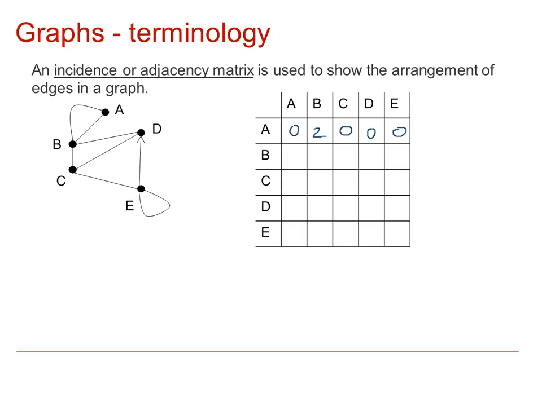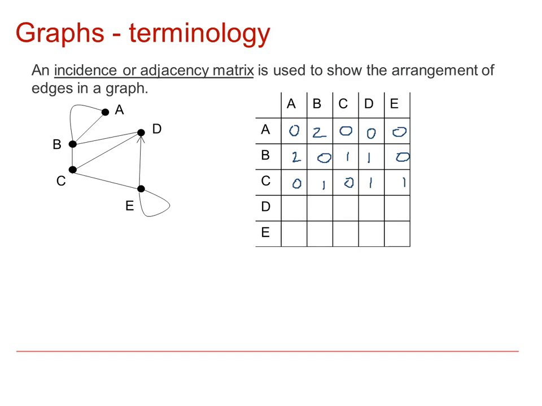From B to A there are 2, and then B is joined to D and C by a single arc, but it's not joined to E. And we can continue with that. You might like to just try it yourselves. It comes down to C to A 0, C to B 1, C to C 0, and then C to each of D and E 1s.